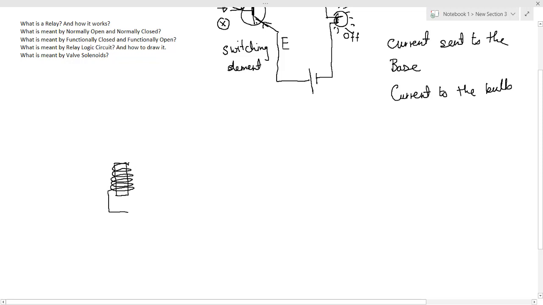Okay, there is a wire wound around it. Now what happens? See, over here there are two wires. These wires control the current through this solenoid. Over here there is a kind of metal plate. Over here there is a terminal. This terminal is known as the common terminal.